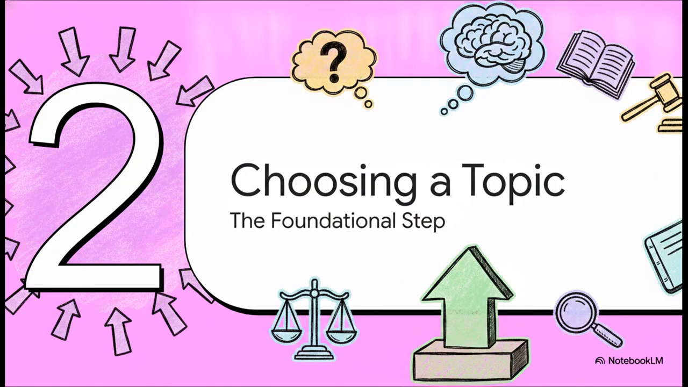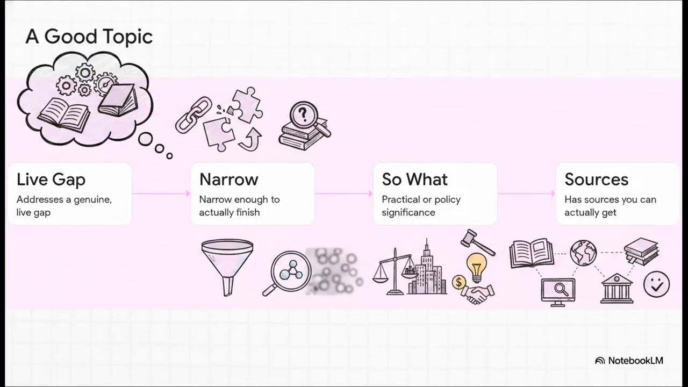Moving on to Section 2, choosing a dissertation topic. Let's patiently step through the 4 strict properties that every single viable topic has to have. First up, it addresses a genuine live gap. You really don't want a settled question that already has 100 different answers out there. Second, it's narrow enough to actually finish. A hyper-focused question is always going to beat a broad, sweeping survey.